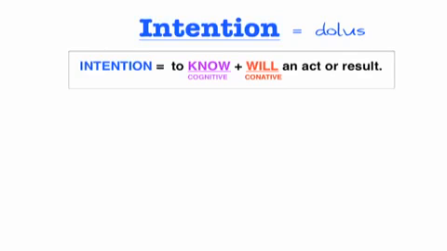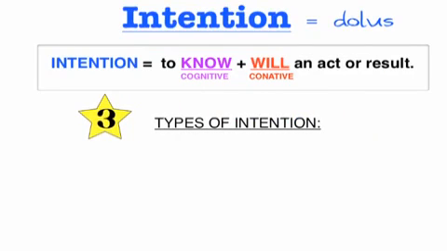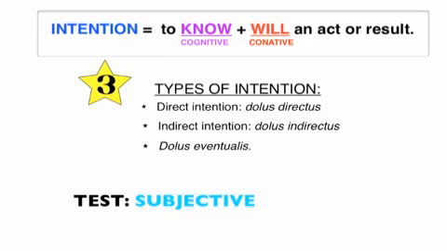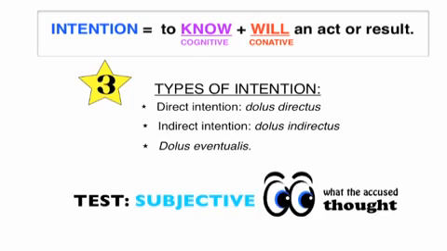In other words, a person acts with intention if he has the will to act or achieve a result where the person knows that what he is doing is unlawful. There are three different types of intention: direct intention, or dolus directus in Latin, indirect intention, or dolus indirectus in Latin, and dolus eventualis. The test for intention is subjective. Here the courts will look at what the accused thought. Take note that motive is irrelevant.